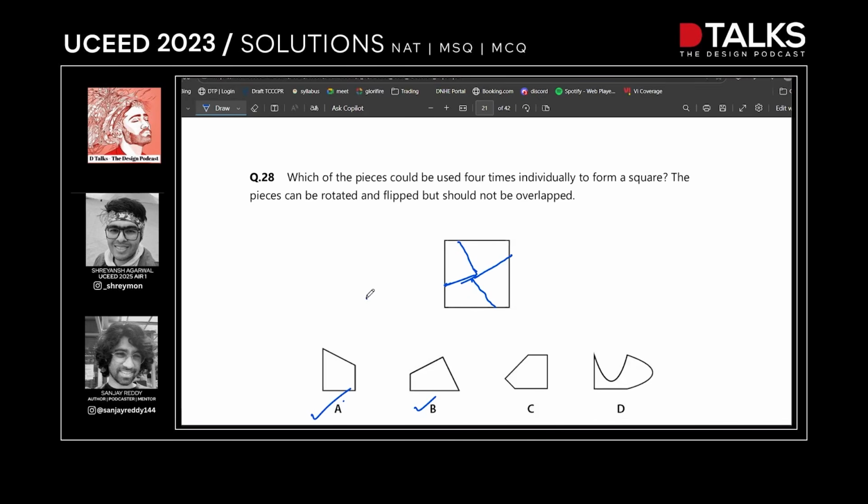Then option C. You cannot fit because this edge, there is no side to match this edge. If I make this shape here, then it will come somewhat like this, and there is no shape that can fit a triangular edge. So that's why C is not an option. And option D is, I guess, the most obvious one.